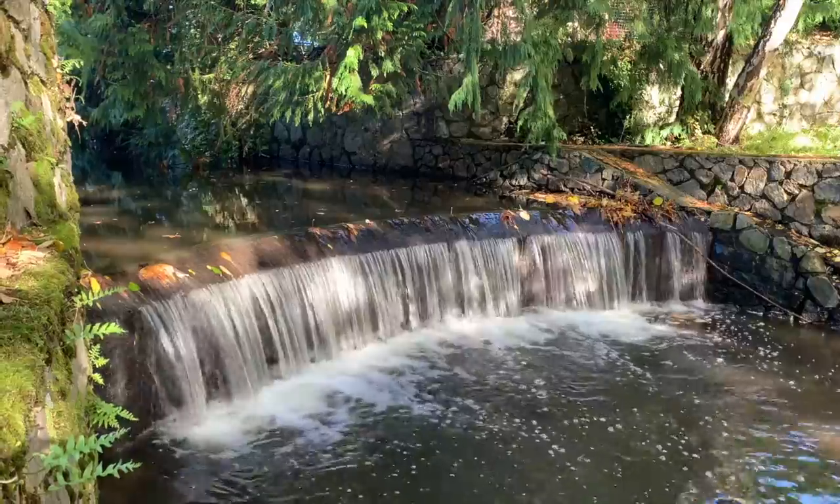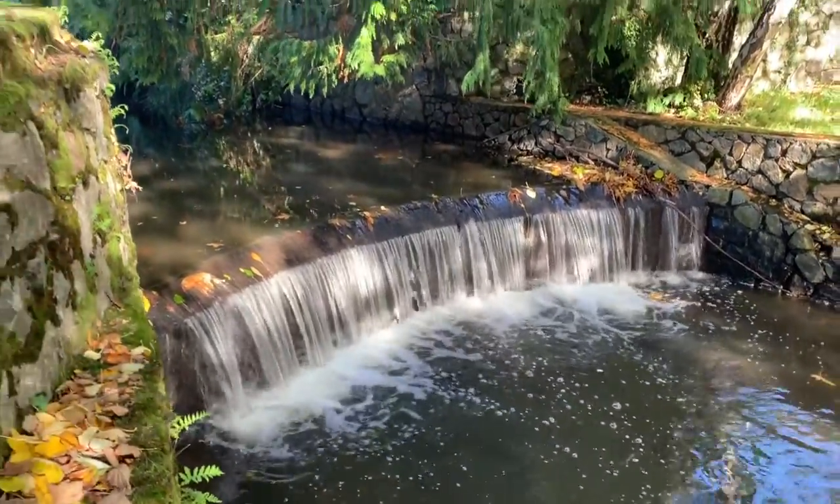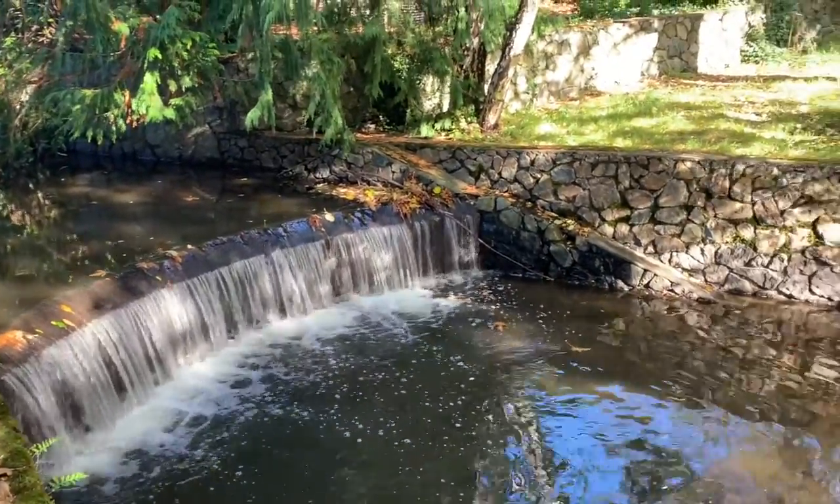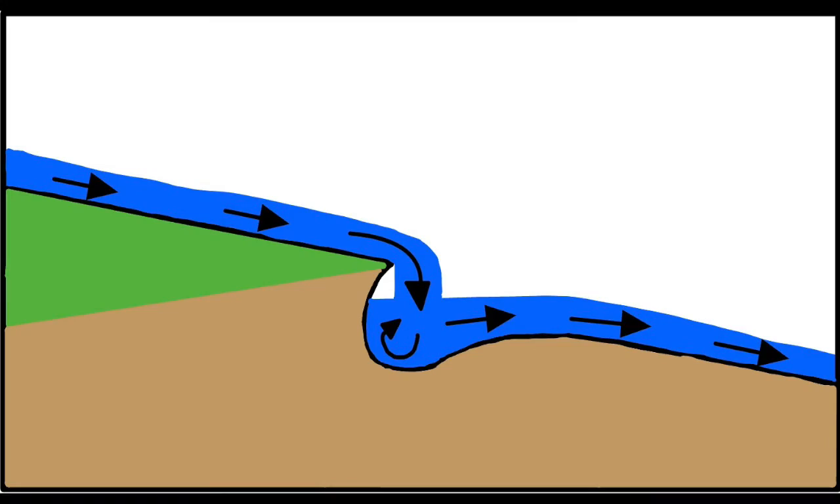Feature three, we have the nick point. This is a region where the topography becomes steep, and in this case, we have a man-made nick point, which has created a waterfall. This feature alters the stream by changing the velocity as it nears the waterfall, which causes an increase in erosion taking place. Rushing water and sediment topple over the waterfall, eroding a plunge pool at the base.